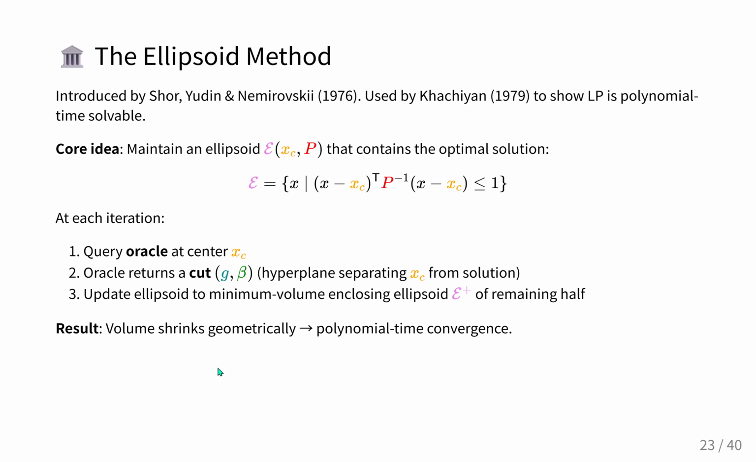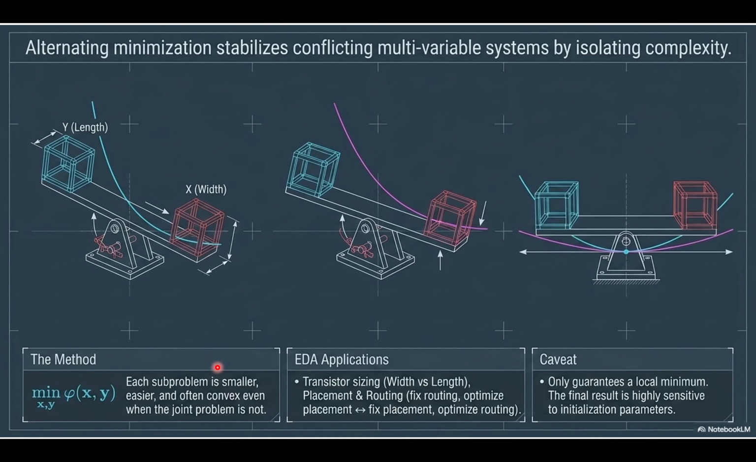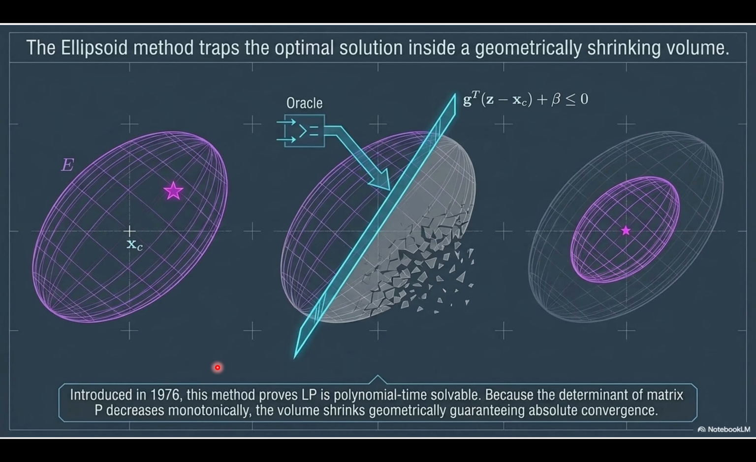Right. You have a board full of faces. You ask a question like, does your person have glasses? The answer is no. Boom. You draw a line across the board, flip down half the faces, and completely eliminate half your search space in one move. That is the exact mechanism. You feed the center point to the mathematical oracle, and the oracle returns a cut. Like a cut. Right, a separating hyperplane.